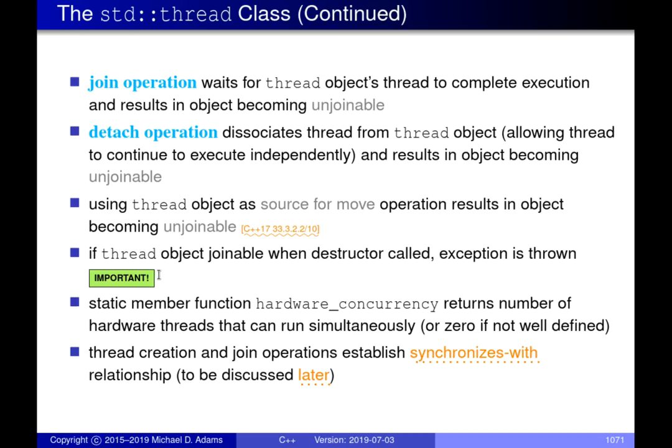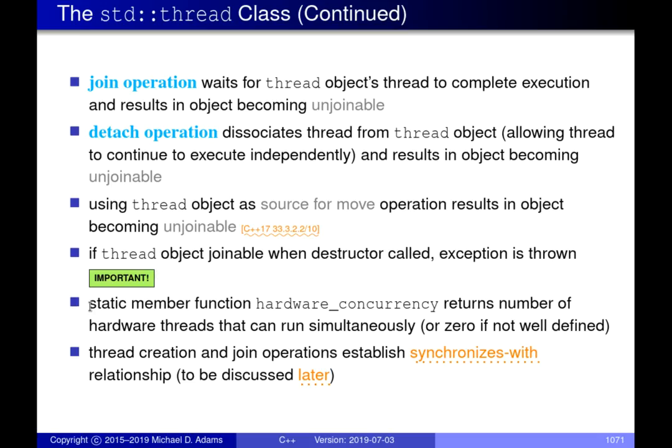This is why I point this out: maybe you forget to do a join operation, maybe because for some reason you didn't really need to do the join, or at least you thought you didn't need to do the join. Then you hit the destructor, and you get some kind of error message like uncaught exception, and basically the cause was that the thread never got waited on.